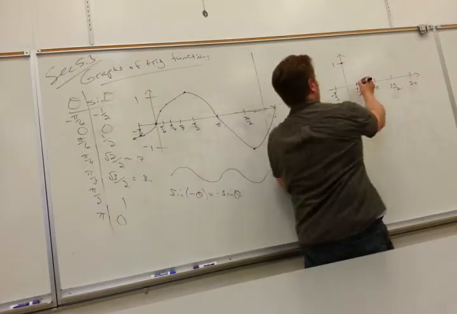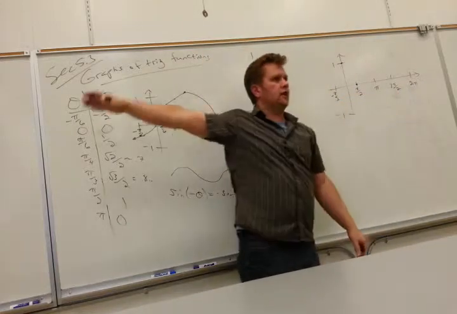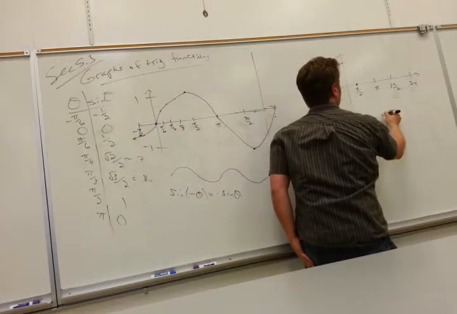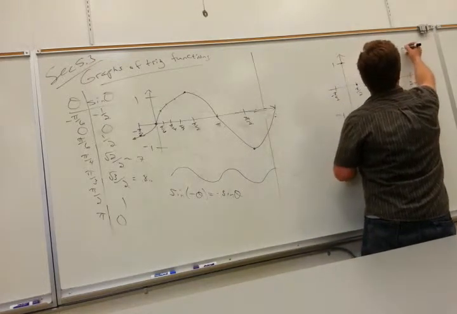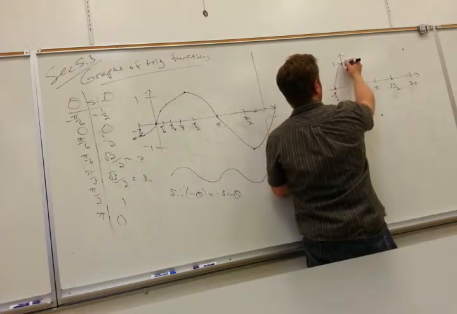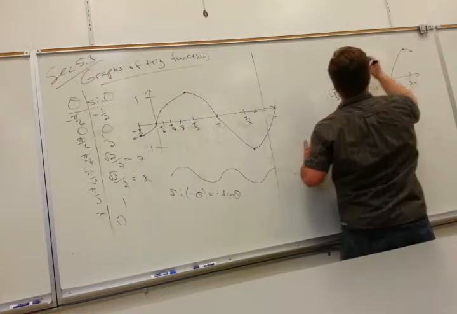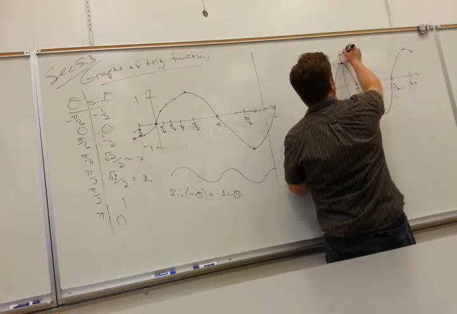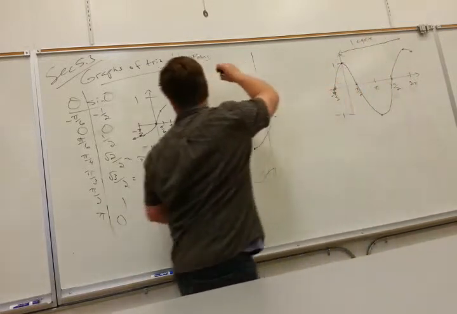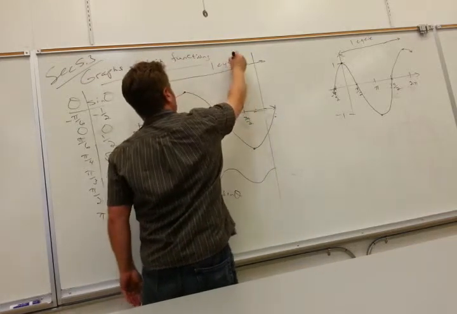0. At pi, negative 1, because now it's back there. Negative 1 on the x-axis. And then back to 0, and then back to 1. At negative pi over 2, it'll be 0. This is one cycle. Here's one cycle.